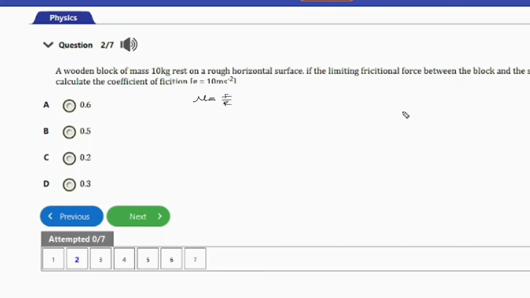In this, the frictional force here is 8 Newton, then the reacting force will be the weight of the object, and that's 1.6 kilograms times the acceleration due to gravity, which is 10. So that's 16 here. 8 over 16 is actually 0.5. And that's it for this question. Option B is the answer. Let's go ahead and consider the next question.